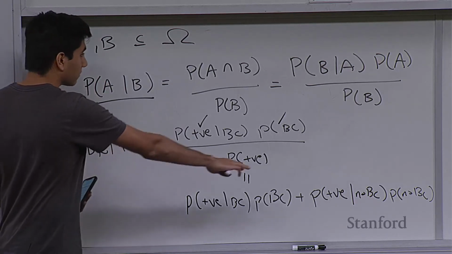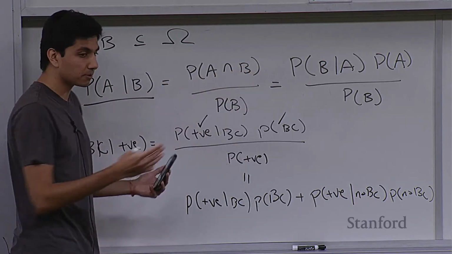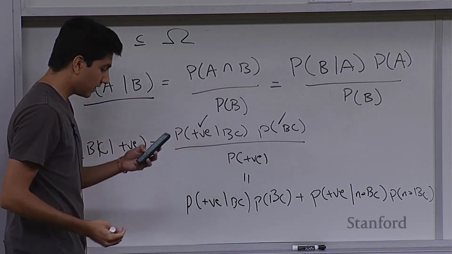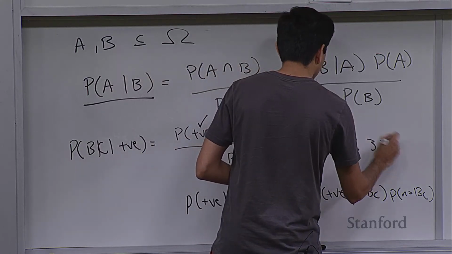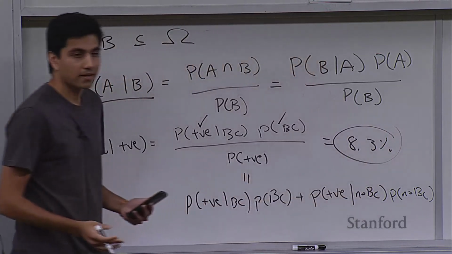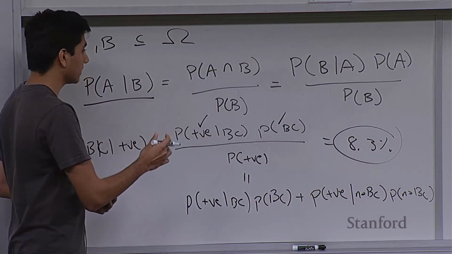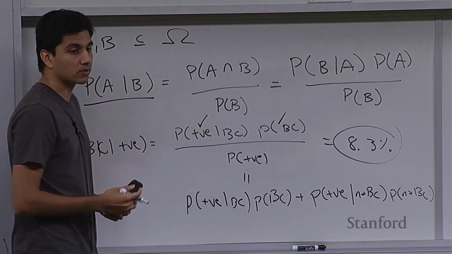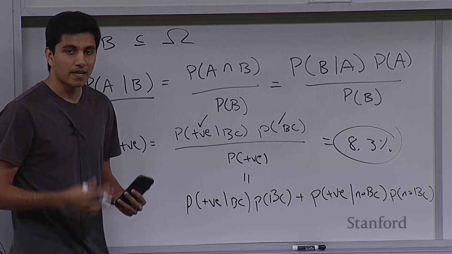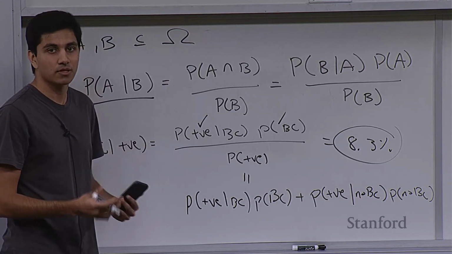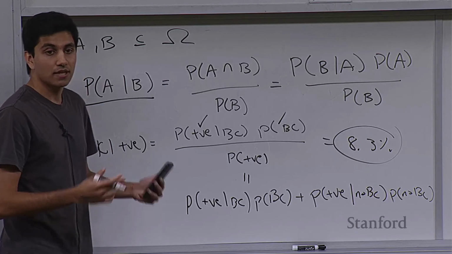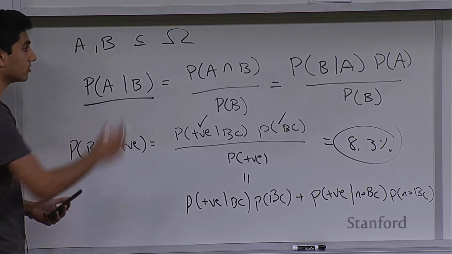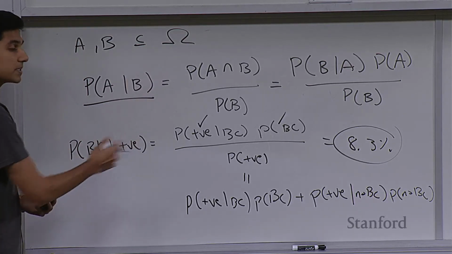Now we have all this information, so we can simply compute the denominator and the numerator. What we actually get is 8.3%, which is really bad. Given that the test is positive, the probability that you actually have cancer is only 8.3%. It means that the test isn't really a good reflection of whether the person has breast cancer or not. So that's an example of how Bayes' rule can be used with limited information to give us a pretty surprising result.